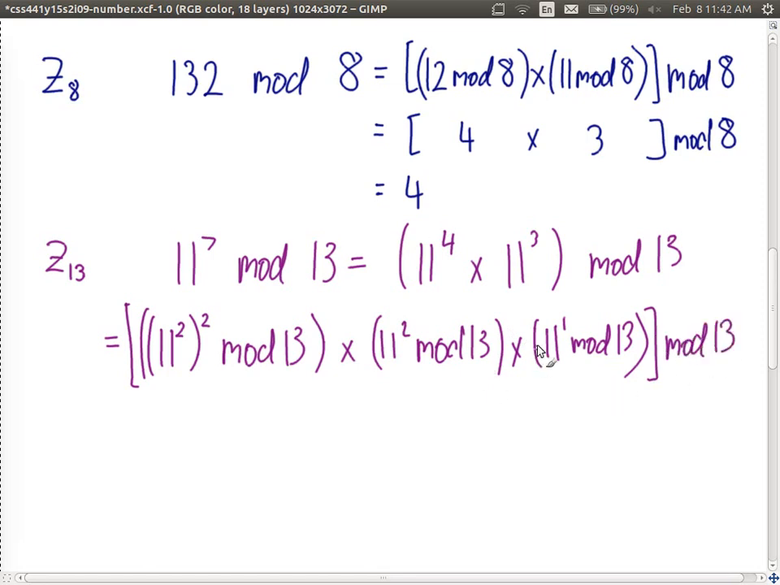Some of these numbers I can do in my head now. 11 squared, 121, mod 13. Can someone do that for me? 4. And 11 mod 13 is 11. 11 squared mod 13 is 4, and then squaring that again gives 16 mod 13.